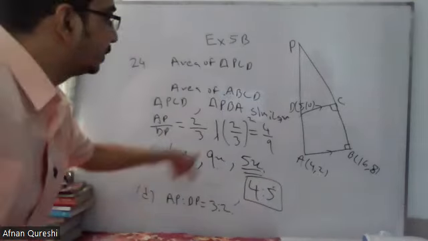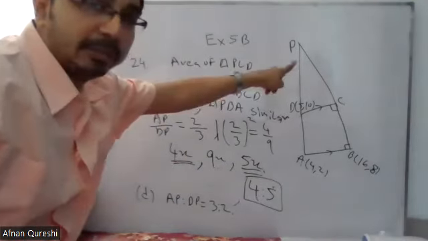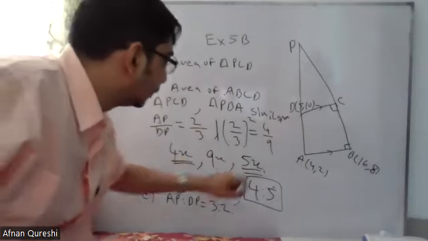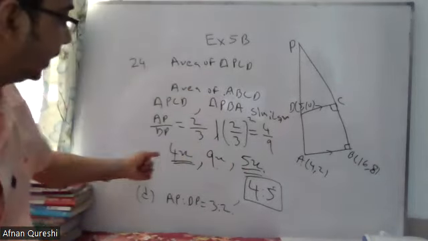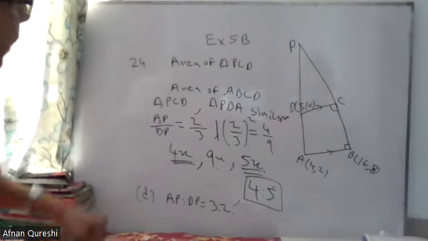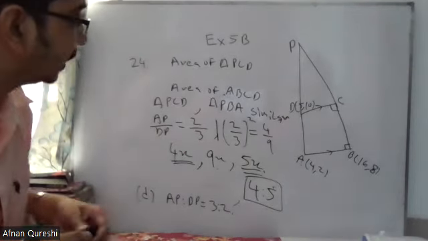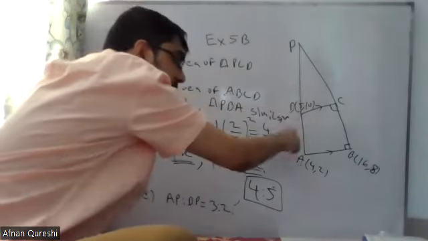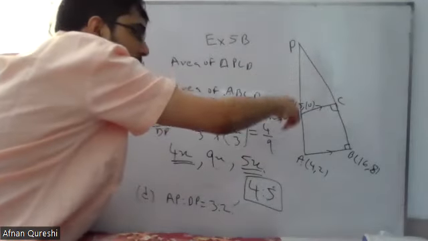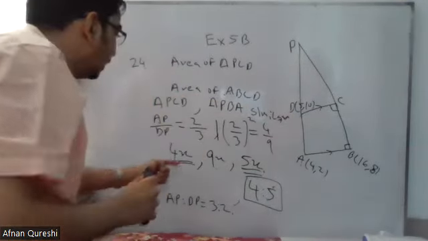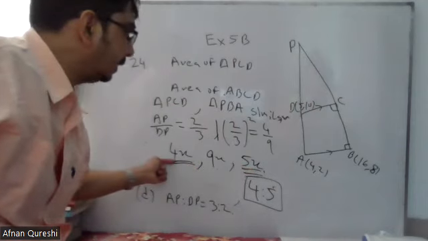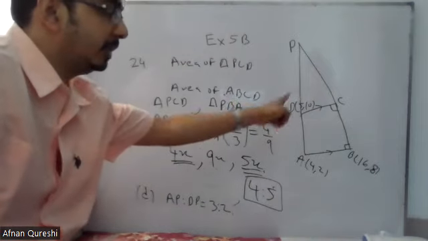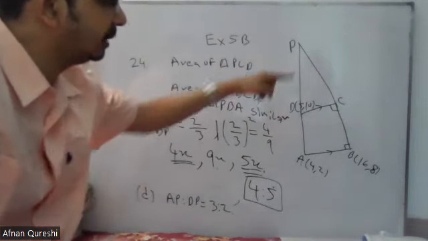Smaller triangle 4x, larger triangle 9x. So the trapezium is basically the larger triangle minus the smaller triangle, which is 5x. So the ratio of the area of the smaller triangle PCD to the area of trapezium ABCD is going to be 4:5. The area of the trapezium is simply the area of the larger triangle minus the smaller triangle.